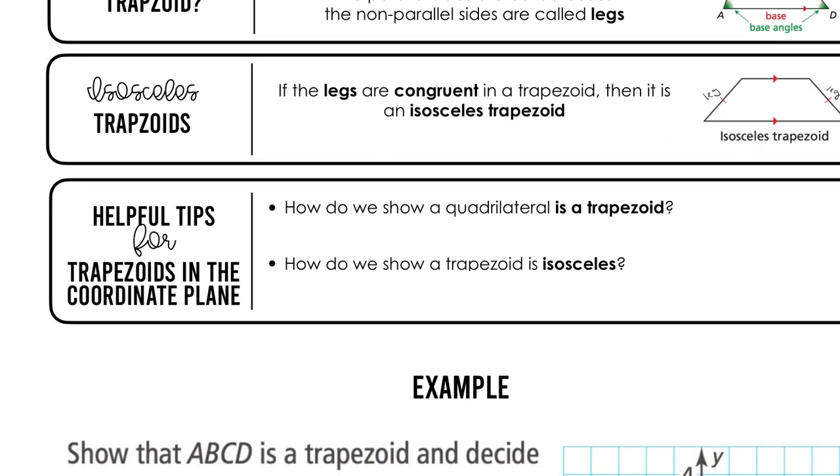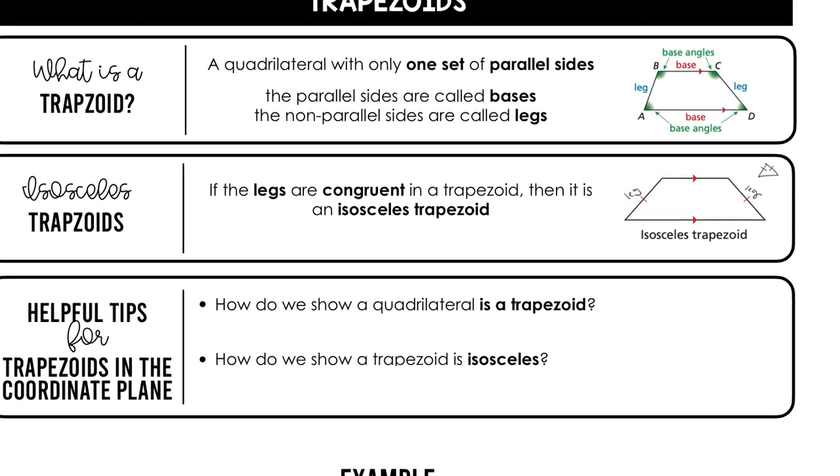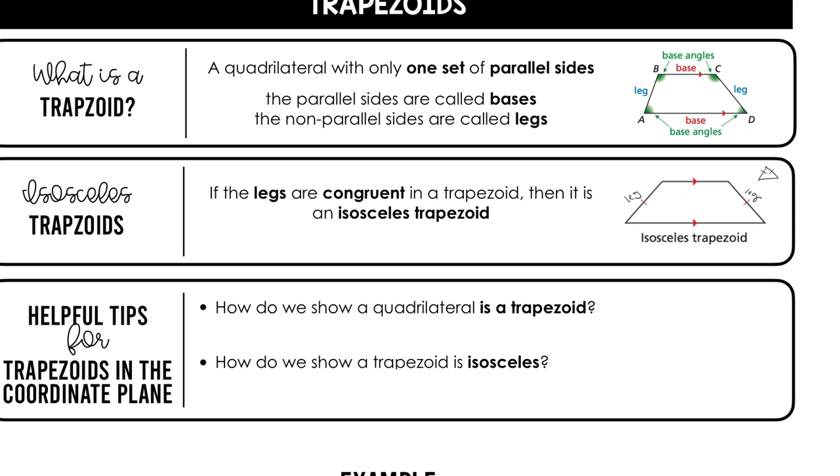All right, so how do we show that a quadrilateral is a trapezoid? If you think about the definition, it says only one set of parallel sides. So you can show that a quadrilateral is a trapezoid by showing that these two sides are parallel. And how do we show two sides are parallel? We show slopes. We also want to show that these two sides, the legs, do not have the same slope. So that means you have to calculate the slope formula 4 times. So where it says, how do we show a quadrilateral is a trapezoid?